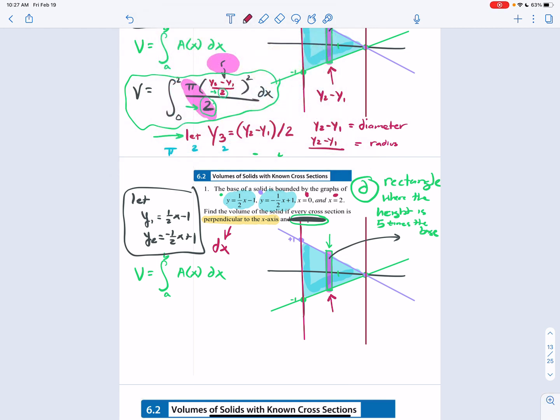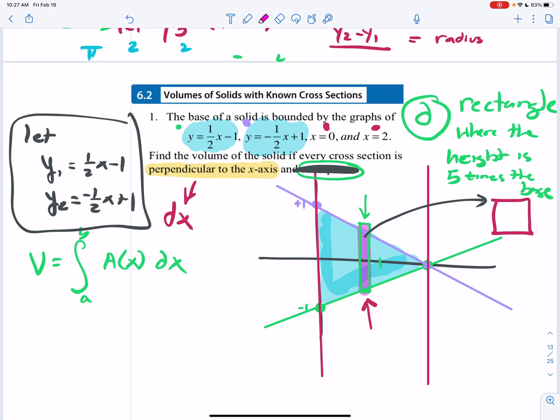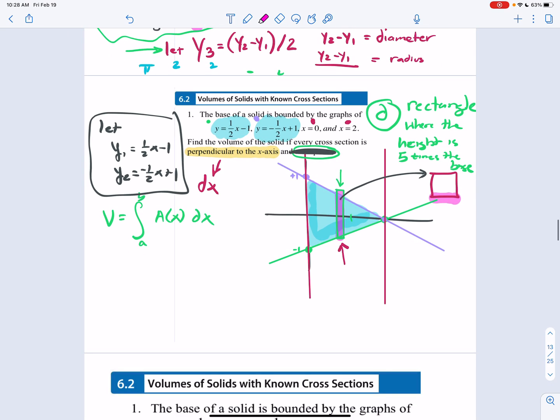I'm going to draw a sample rectangle. Actually, just to be a little bit more accurate, the height is 5 times the base. Okay? Not to scale. So that pink line, the height of that is really just the base of this. It's always the base because you're stacking a bunch of rectangles on top. Okay? So here we go. Volume is equal to the integral from 0 to 2. The region didn't change.